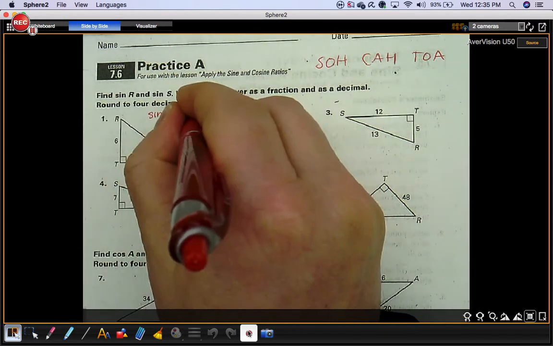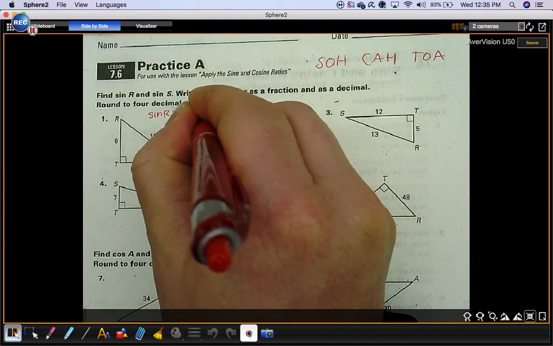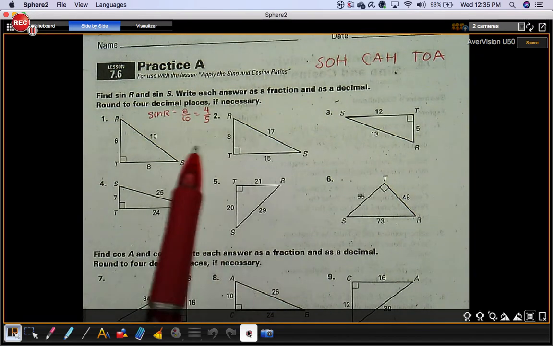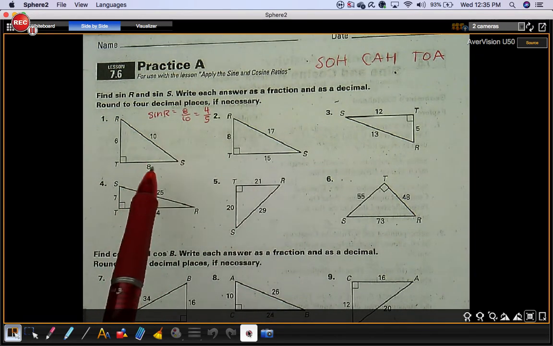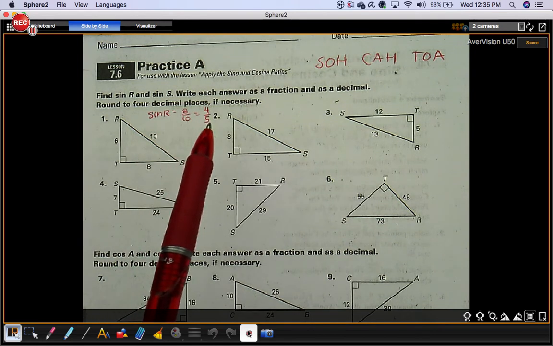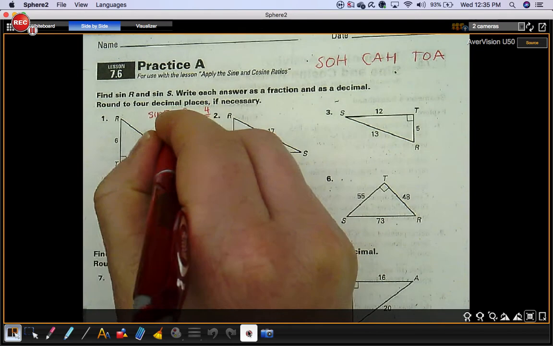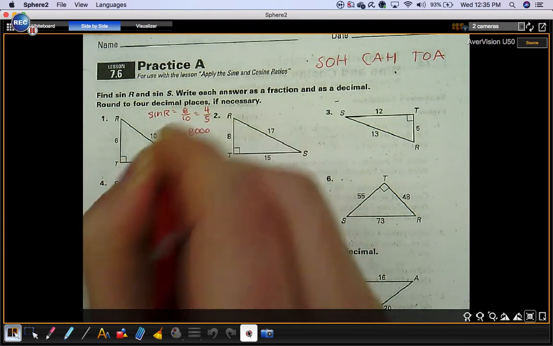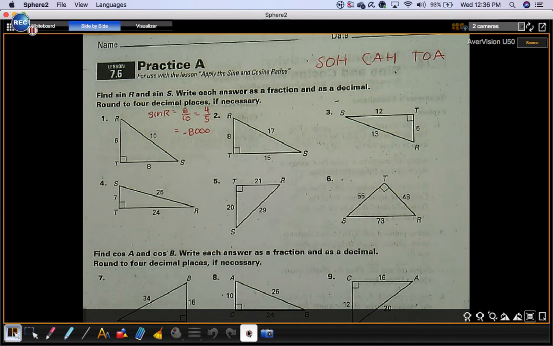Now, one thing I would like to focus on is just reducing that fraction. It's obviously 8 over 10. Those are the two numbers involved. 8/10 is 4/5. So as a decimal, 8/10 is obviously 0.8. If you're going to round to 4 decimal places, that's what you would do.